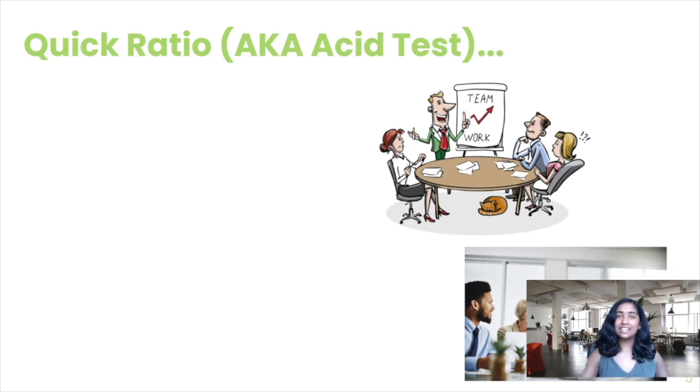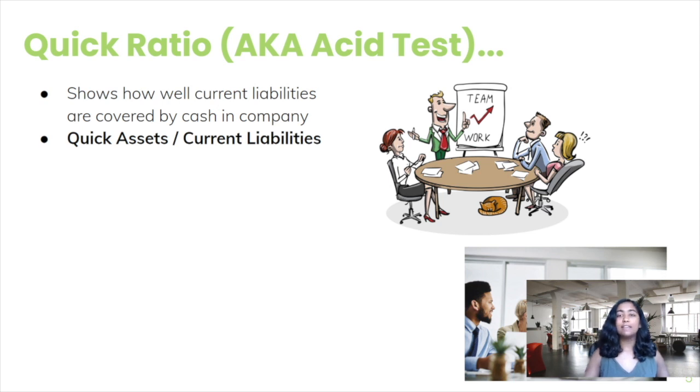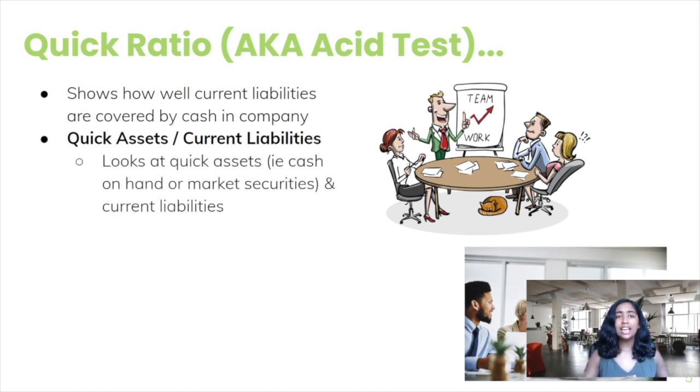This ratio indicates how current liabilities are covered by cash in the company. The quick ratio is represented by the equation quick assets over current liabilities. If you don't know what quick assets are, it basically includes anything that can be converted into cash quickly, such as cash and market securities.